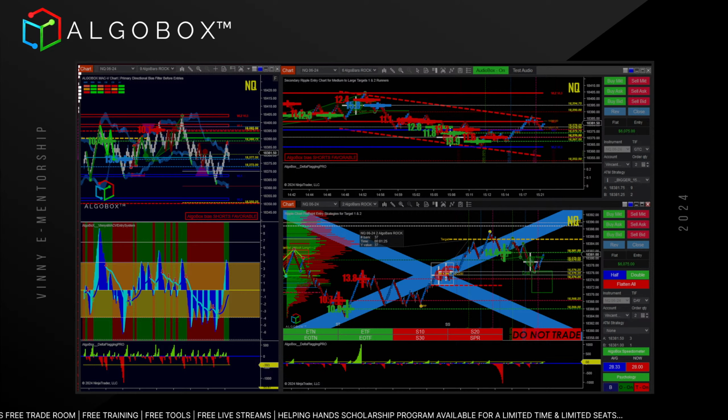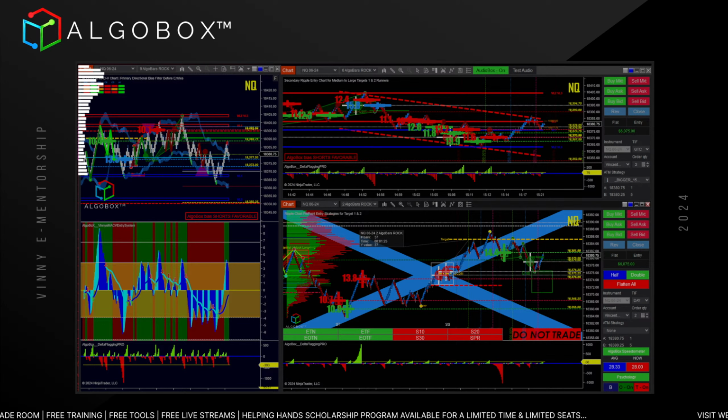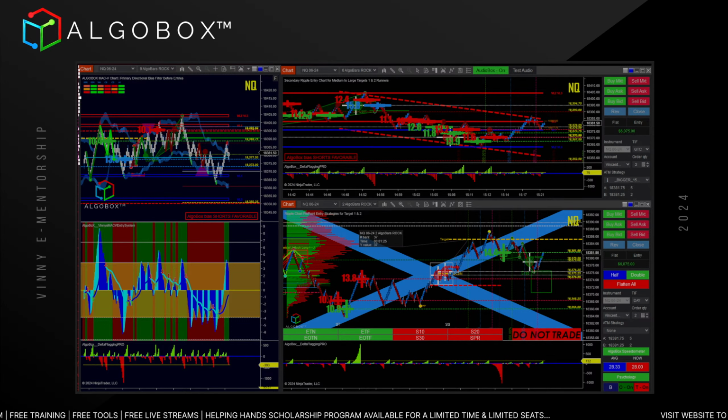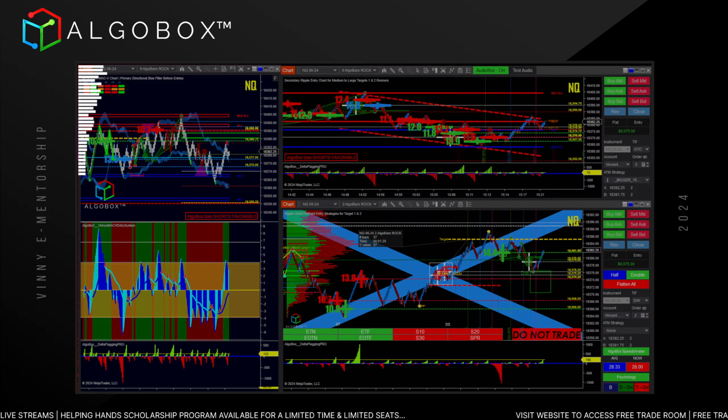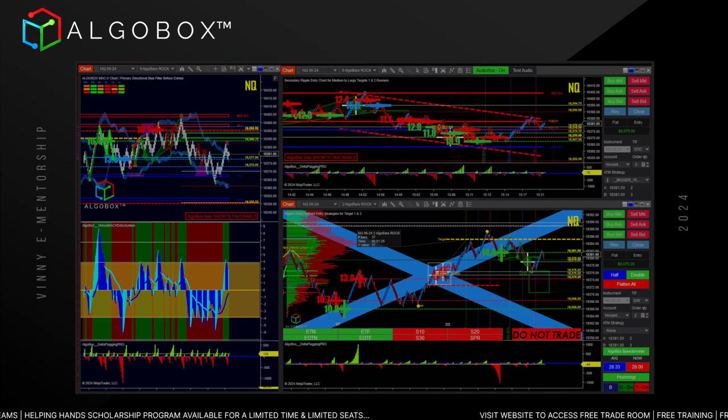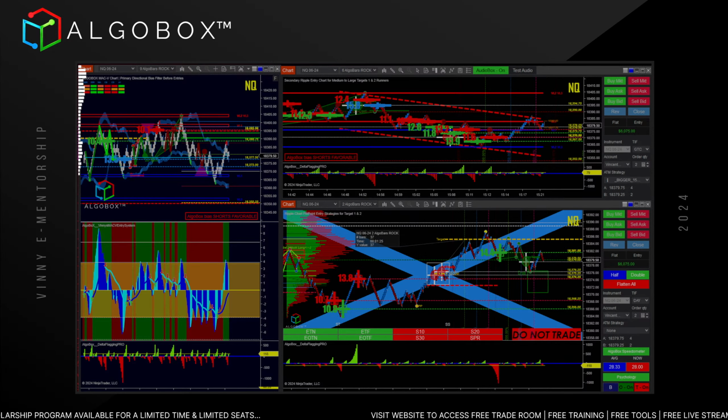All right, so let's see if we can get to, I'm going for a 10K target here today. I'm going to up my size. And let's see what we can do. All right, so we got some potential retailers possibly getting off sides right here. I like to mark up my caves. Previous cave is going to be above us. It's going to be right here.